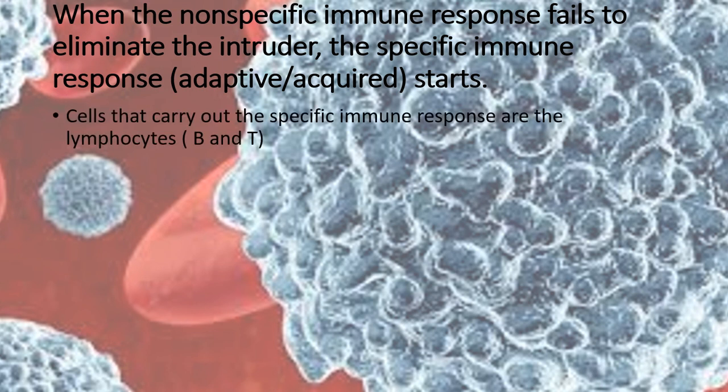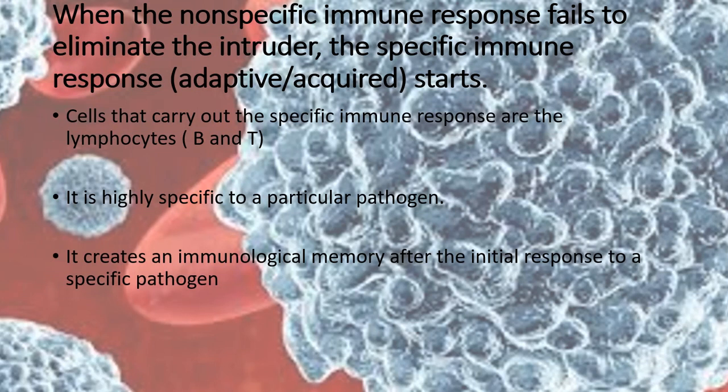The cells that are responsible for carrying out the specific immune response are the B lymphocytes and the T lymphocytes. Usually, as we said before, it is a highly specific response against a particular precise pathogen and not against any type. It creates an immunological memory. This is very important, and this makes a big difference between the non-specific and the specific immune response. In the non-specific immune response, there will be no formation of any immunological memory, while regarding the specific immune response, the characteristic which makes it a very important immune response is that it creates an immunological memory.